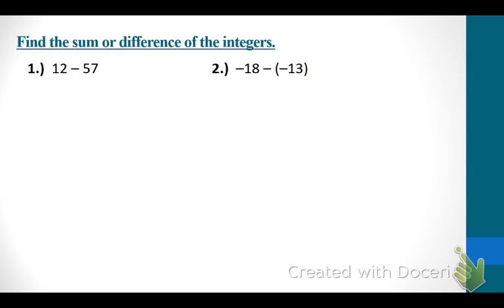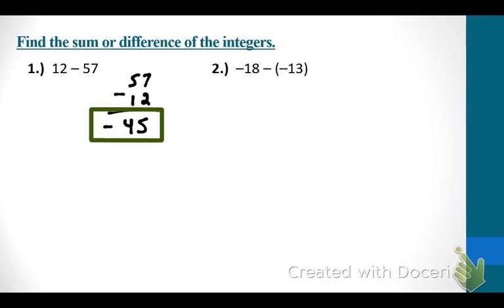First one says, find the sum or the difference of the integers. Christopher, same sign or different sign? Different sign. So since it's a different sign, we're going to subtract the numbers and take the sign of the larger number. When you subtract that, what do you get? Okay, and then I saw that you took the sign of the larger number, so the correct answer is negative 45. Okay, so let's go on to the next one.